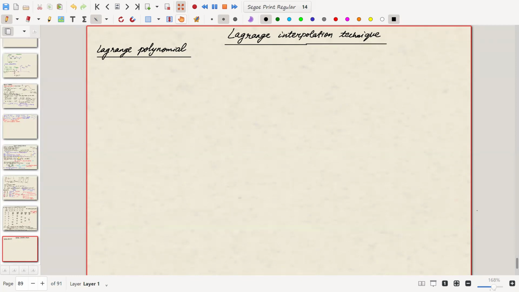So what is a Lagrange polynomial? Has anyone learned about this previously? How many of you? Okay, so let us see.